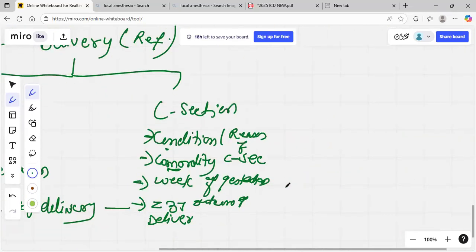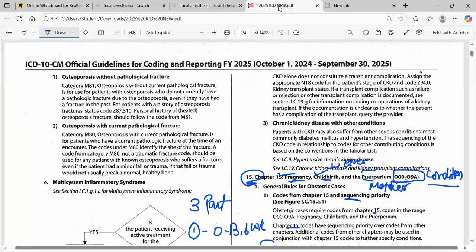Any condition which is leading to the C-section or present at the time of delivery, to find that code, you have to refer to delivery in the index.